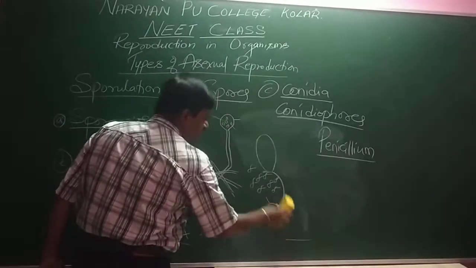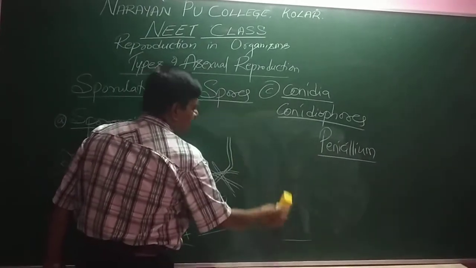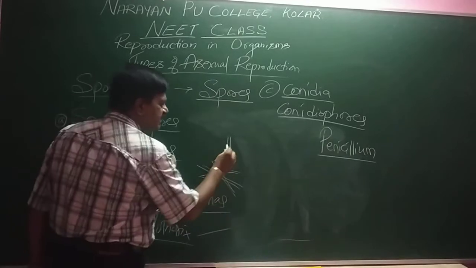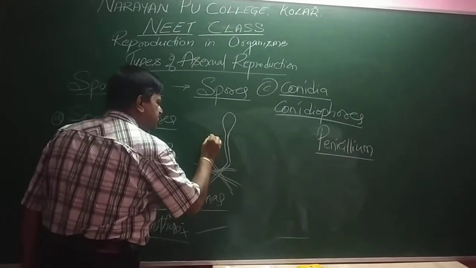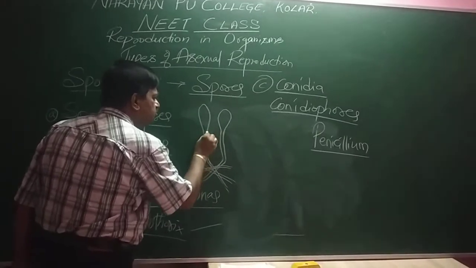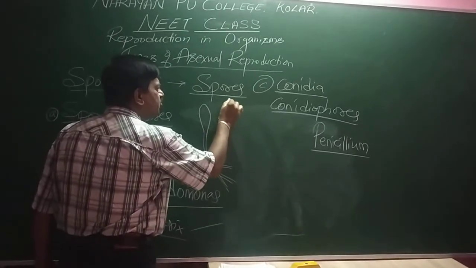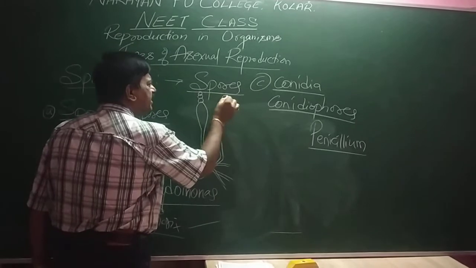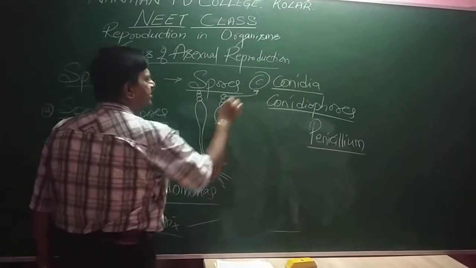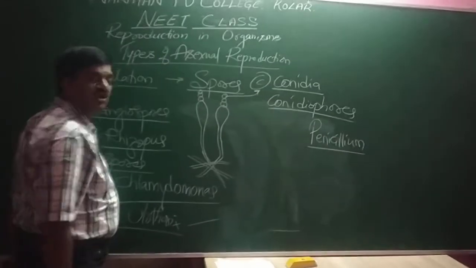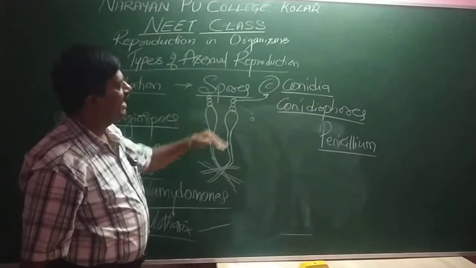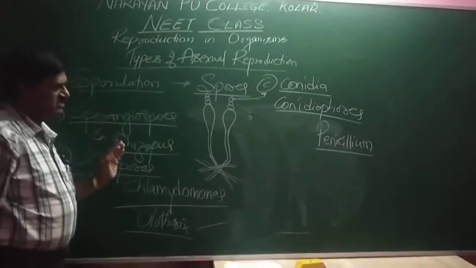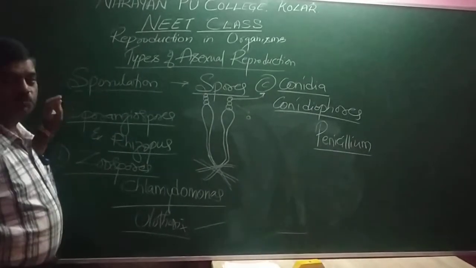Again, in this there is a presence of hyphae. The hyphae or mycelium produces conidiophores. This conidiophores produces conidia. This conidia is cut off, pinched off, and falls on a suitable place to give rise to a new plant. So all these are called different types of sporulation.